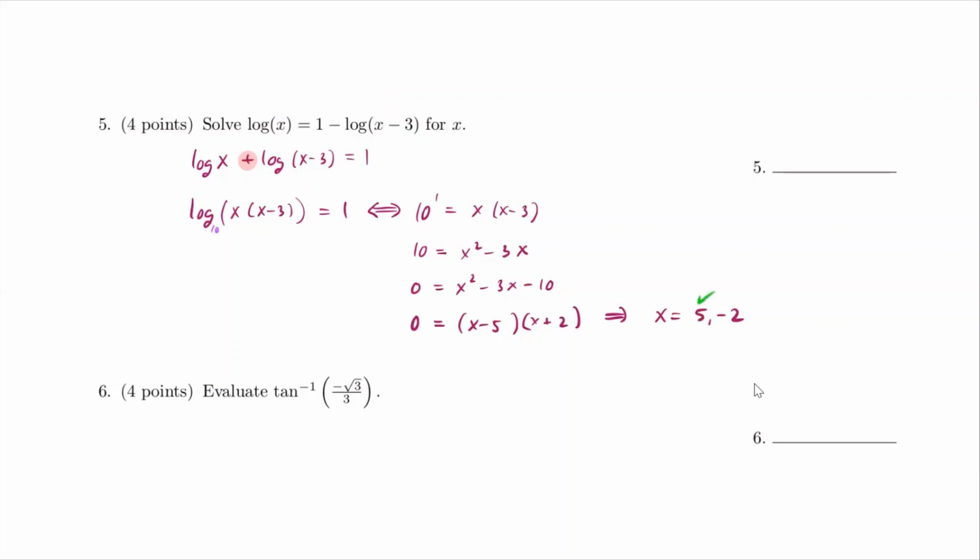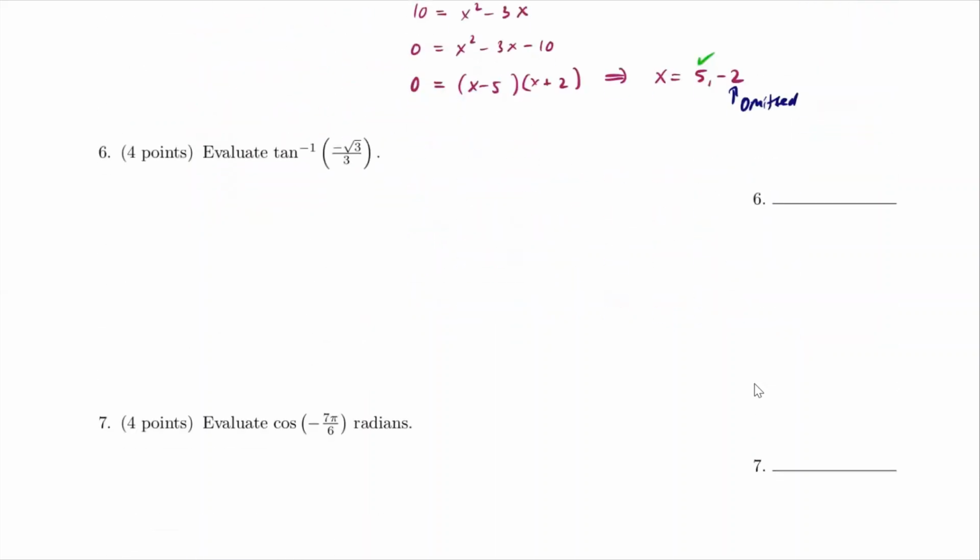So when you plug in negative 2 in here, in the logarithm, this is a problem. The domain for logarithms is 0 to infinity, not including 0. So when you plug in negative values, it doesn't make sense. So therefore, this solution is going to be omitted. So our only solution to this equation would be x equals 5. That will be the only solution. All right, moving on to the next problem.